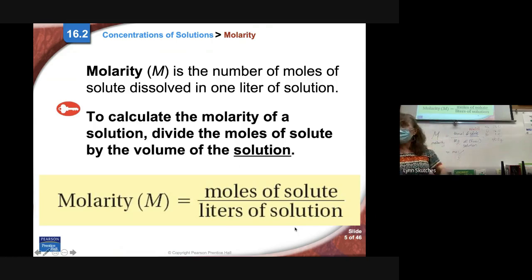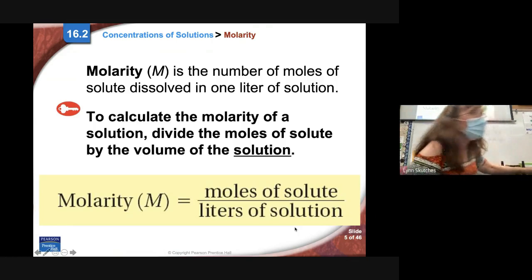What happens when I put in the sugar? The volume goes up, right? Sugar is matter. It has mass and volume. It takes up space. And so it'll cause the volume of the liquid to increase.